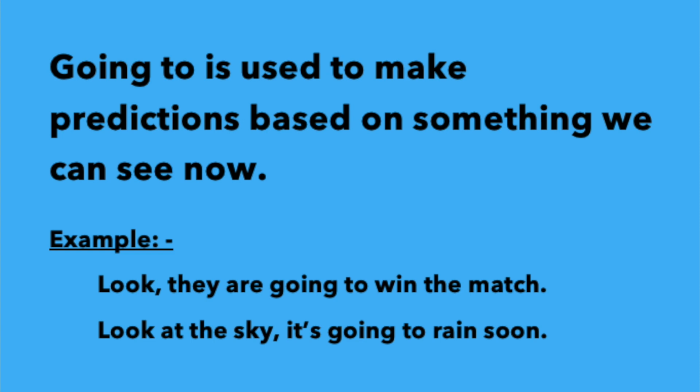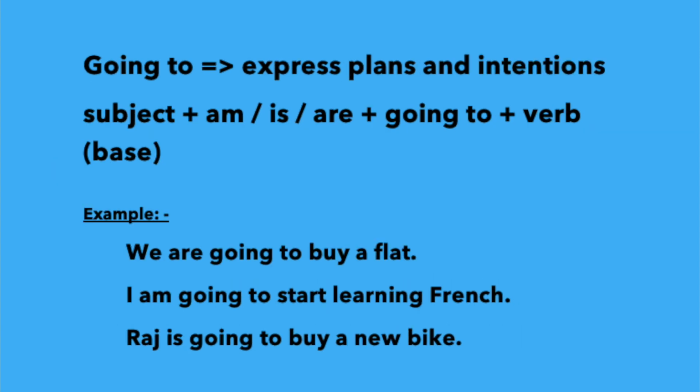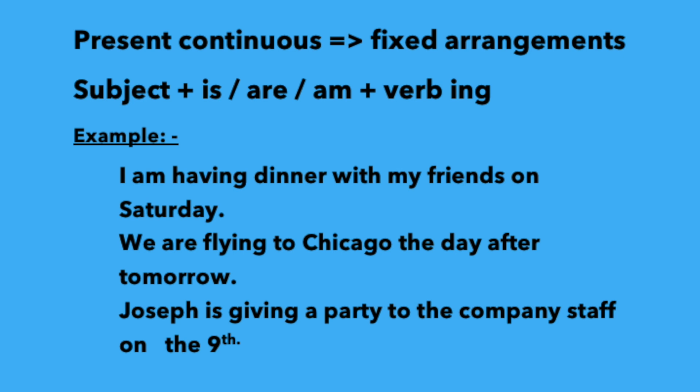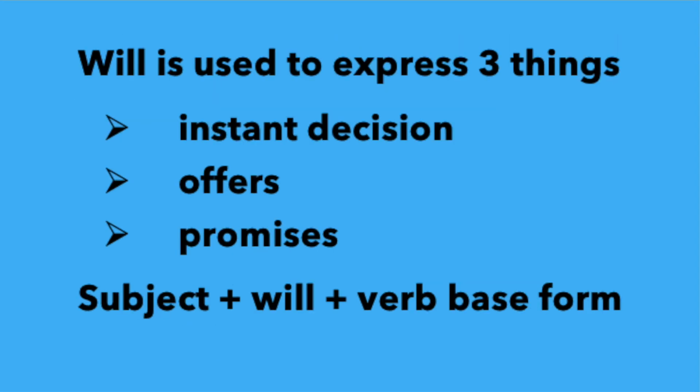So children, we covered a lot of information about the future simple. We use going to talk about our plans and intentions. Example, we are going to buy a flat. We use present continuous to talk about fixed arrangements. I'm having dinner with my friends on Saturday. We use will to make instant decisions. I'll have the burger. To make offers, I will help you with those books. To make promises, I will return it.